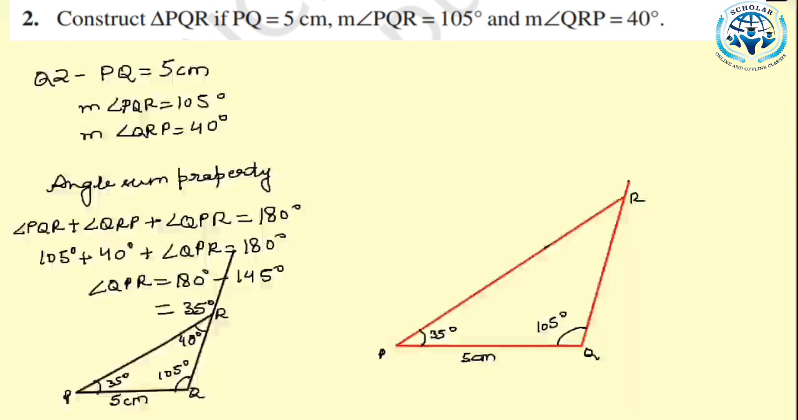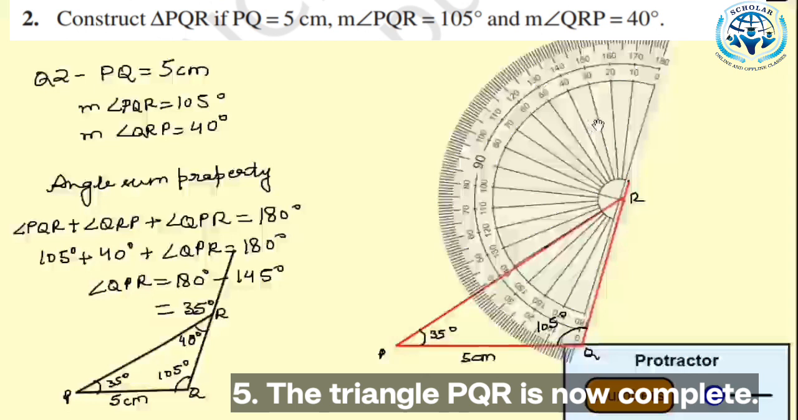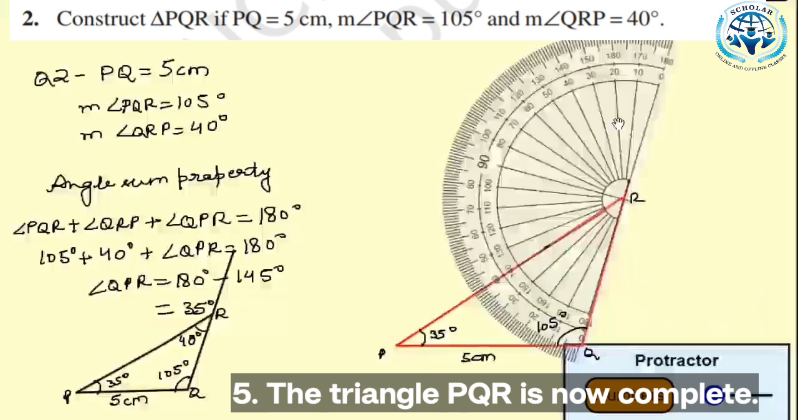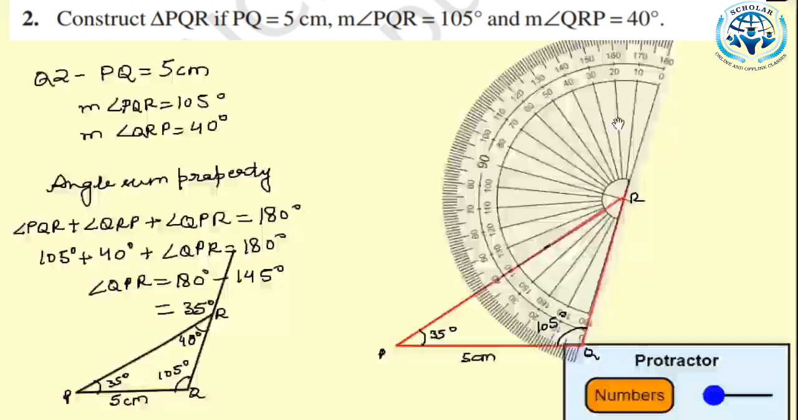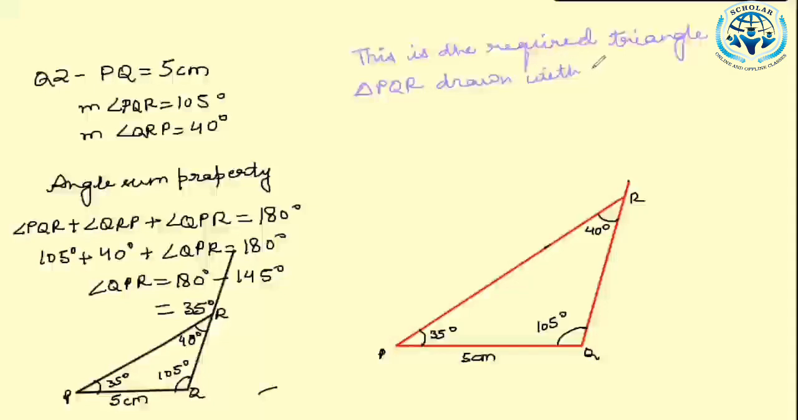Measure the third angle C. It is equal to exactly 40 degrees. So our triangle is absolutely correct. This is the required triangle. Triangle PQR drawn with AAS criteria using angle sum property.